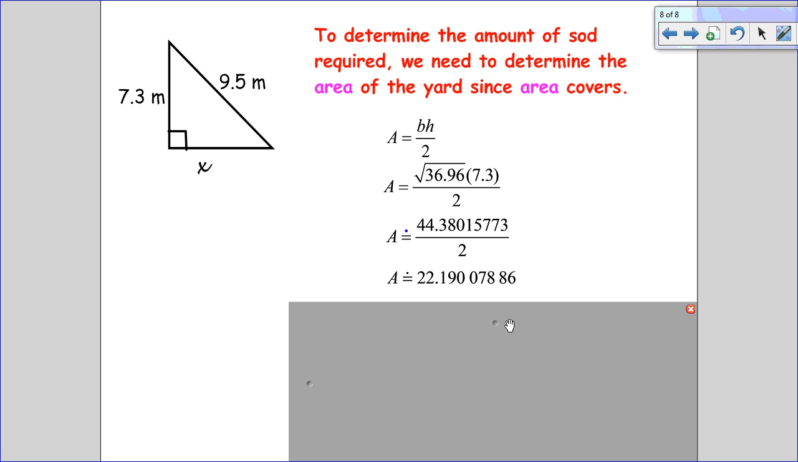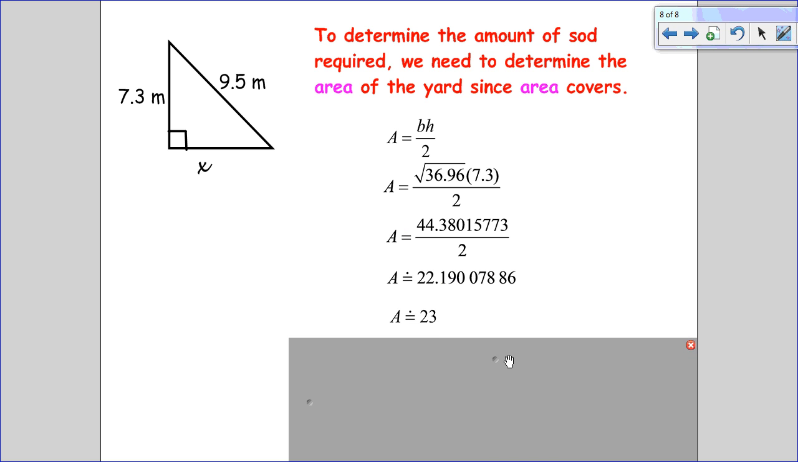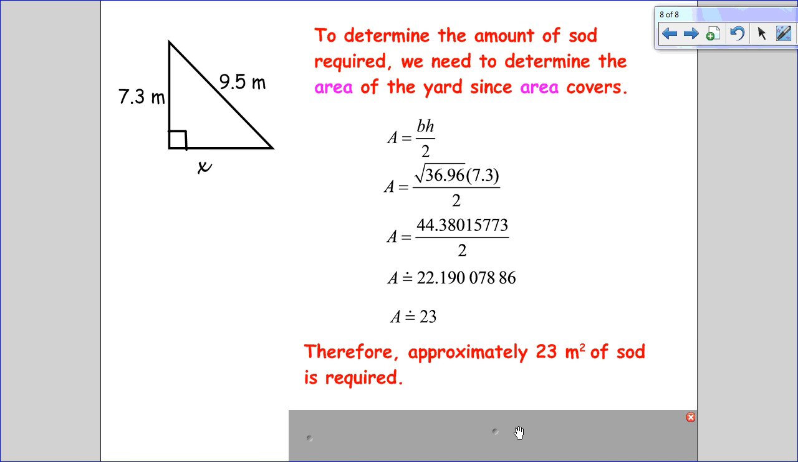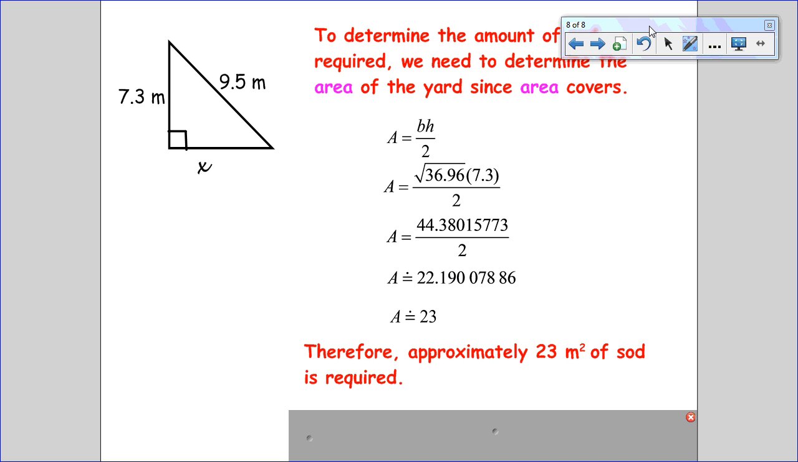And we end up with an area of approximately 22.190078886, or approximately 23. So we need approximately 23 meters squared of sod. And again, we would probably buy a bit more just to cover where we cut funny and we made errors. Okay?